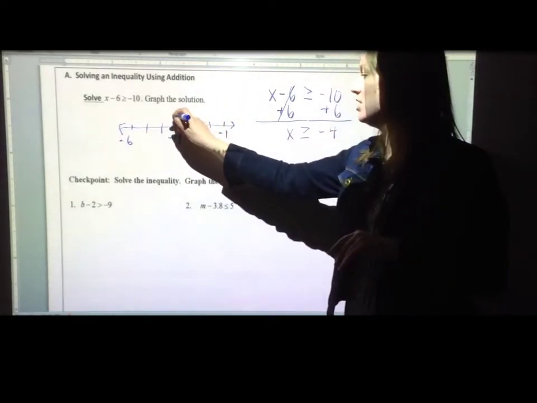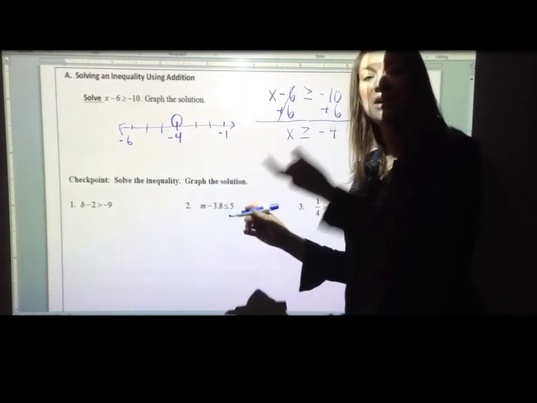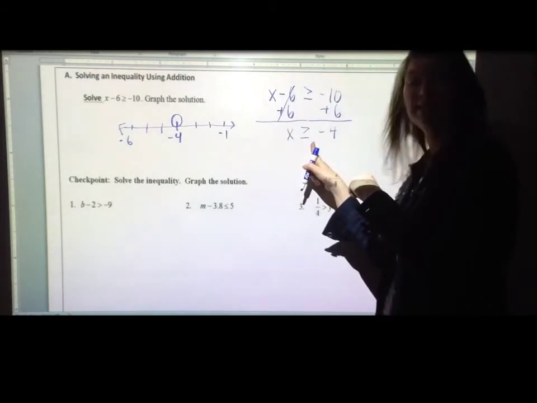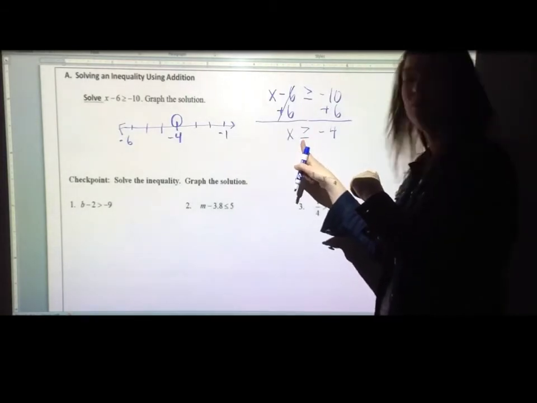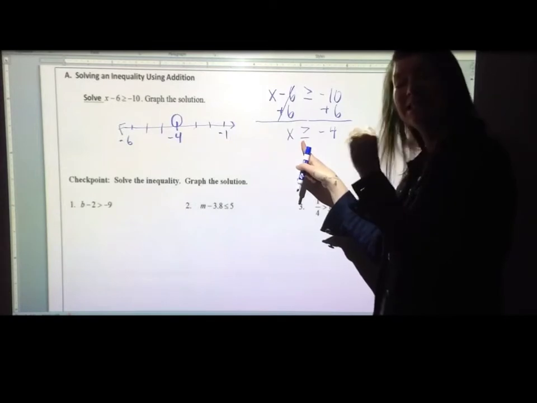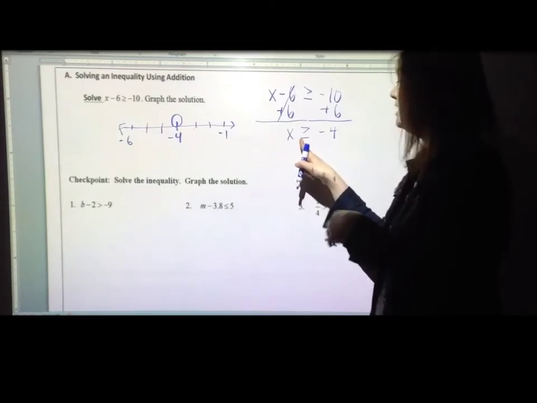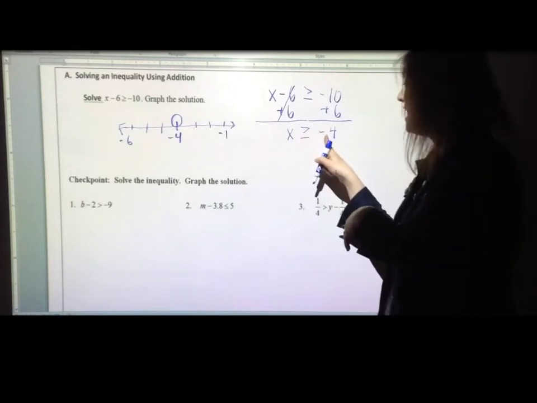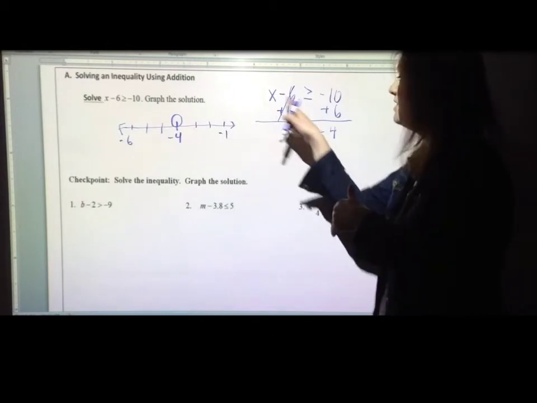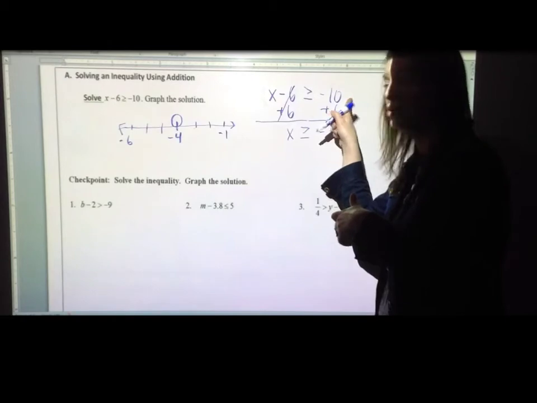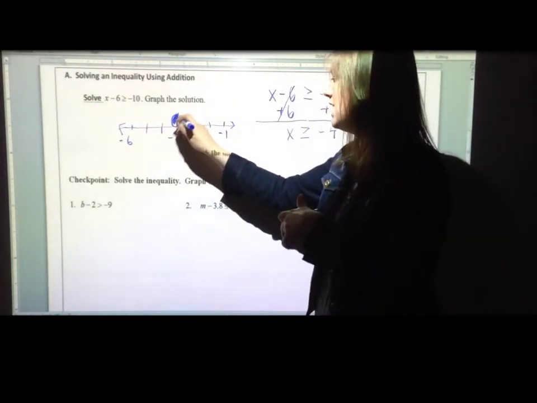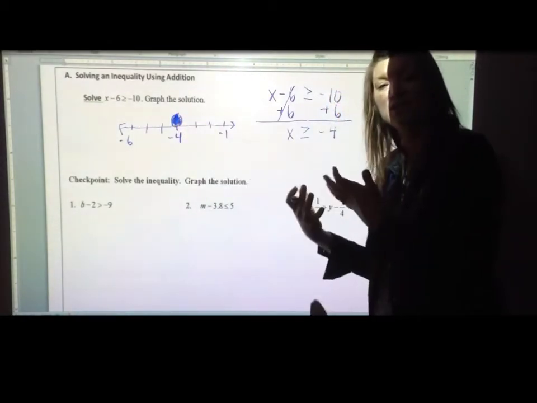I place my circle on my boundary point. Now I have to go back to my statement, my inequality statement, and see what kind of circle it is. Is negative 4 included as part of my solution set? And because of this equal to bar, negative 4 is a solution that will make the original inequality true. So that means I shade negative 4 in. It's part of my solution set.